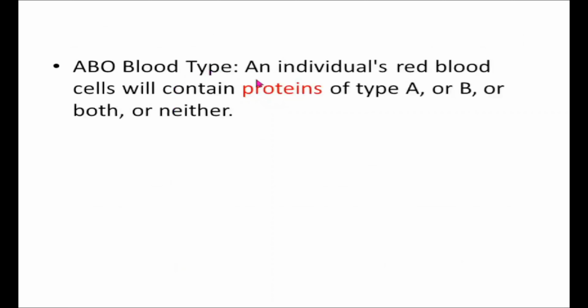In ABO blood type, an individual's red blood cells will contain proteins of type A or B, or both type A and B, or neither. When you say blood type A, blood type B, blood type O, or blood type AB, we are referring to the existence of a kind of proteins. Okay.